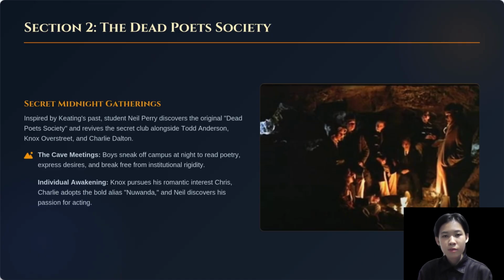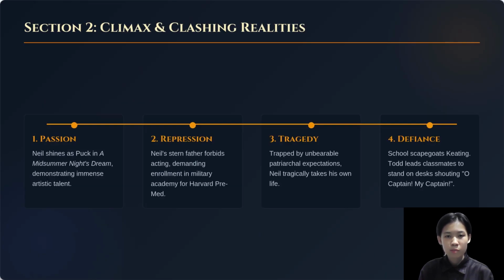In the aftermath, the school administration looks for a scapegoat and forces the boys to sign a document falsely blaming Mr. Keating for encouraging rebellion. Keating is dismissed as a result.